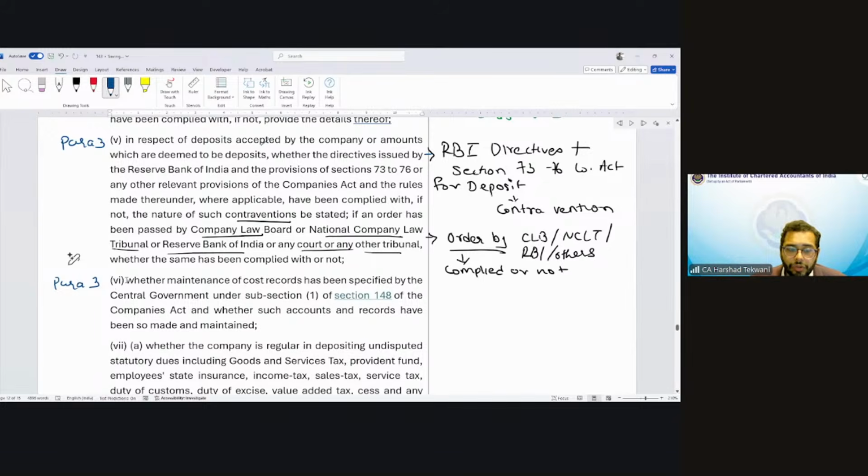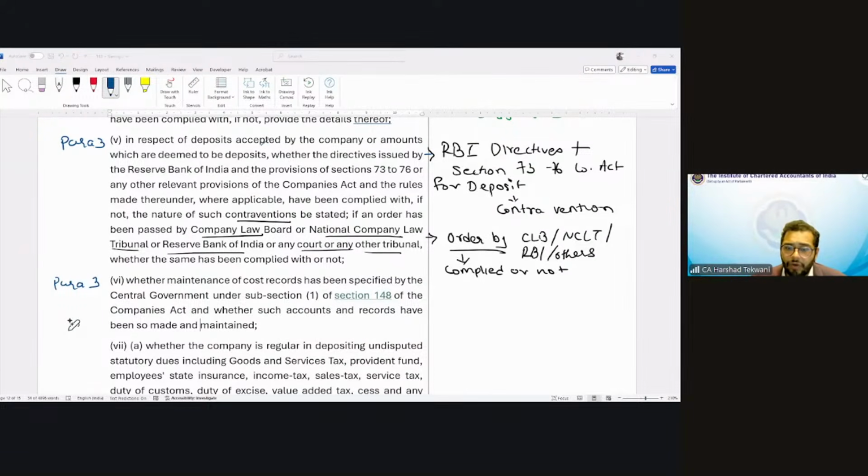Okay. So let's proceed further. 3.6. Whether maintenance of cost records has been specified by the central government under subsection 1 of section 148 of the Companies Act and whether such accounts and records have been so made and maintained.